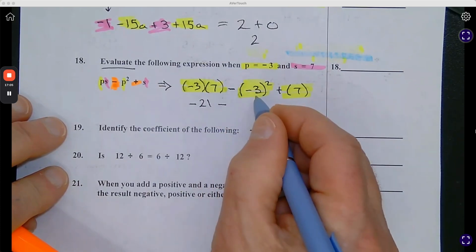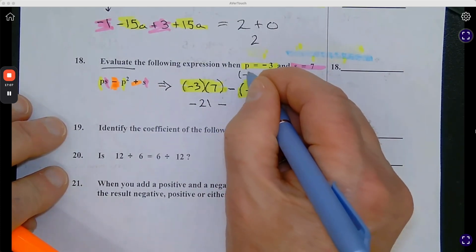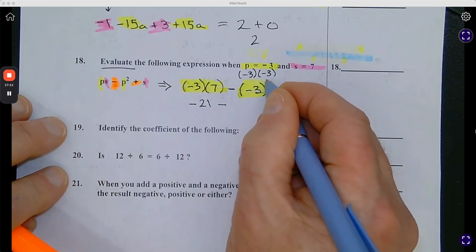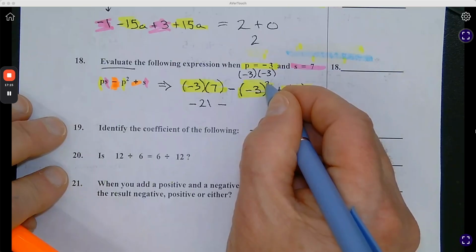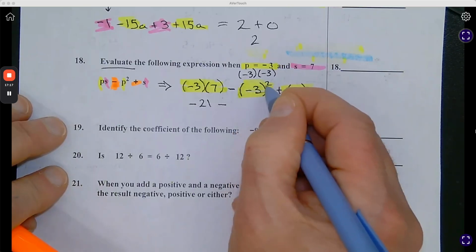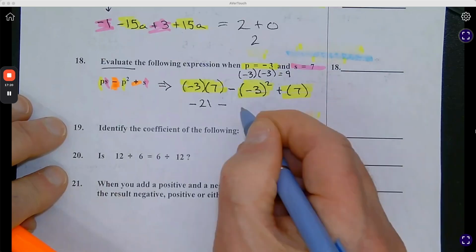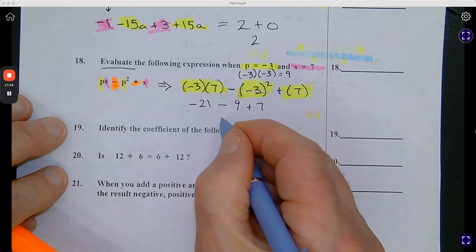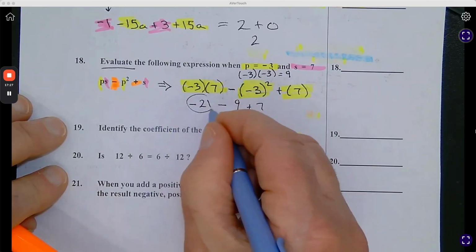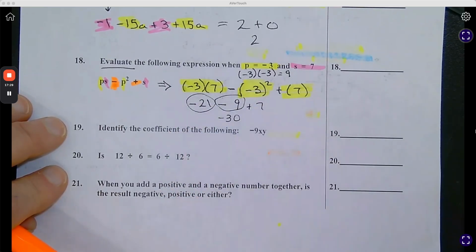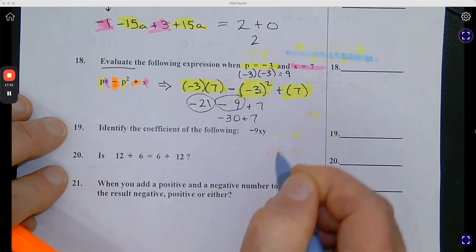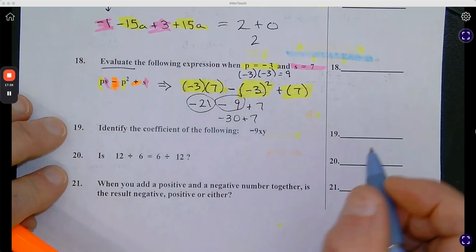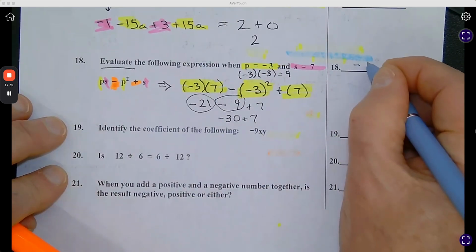Minus negative 3 squared. Let's make sure we understand what this means. Because the 2, the squared, the exponent, is above the parenthesis, everything in the parentheses is being squared. That is a positive 9. Plus 7. Negative 21 minus 9 is negative 30. These are negative and these are negative, so you add them up and put the common negative in front. Plus 7. Negative 30 plus 7. Take 7 positives away from those negative 30s, and you're left with negative 23.